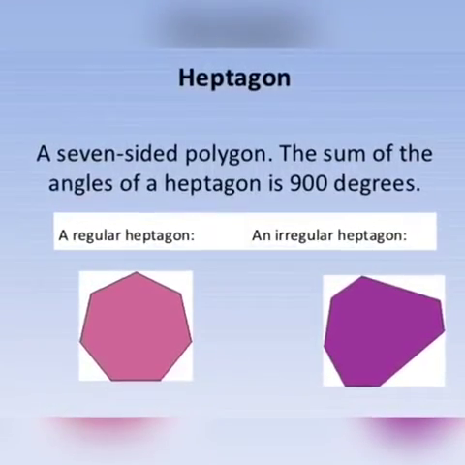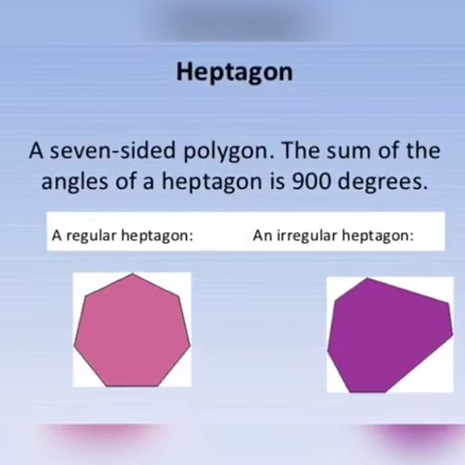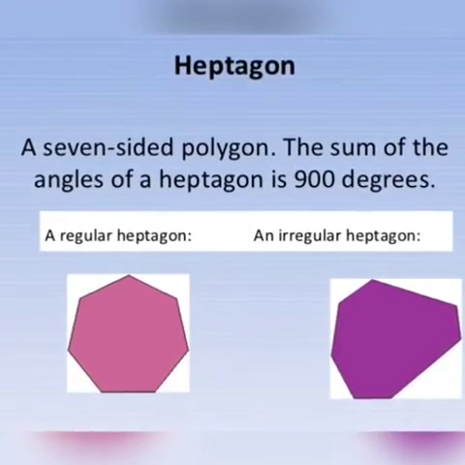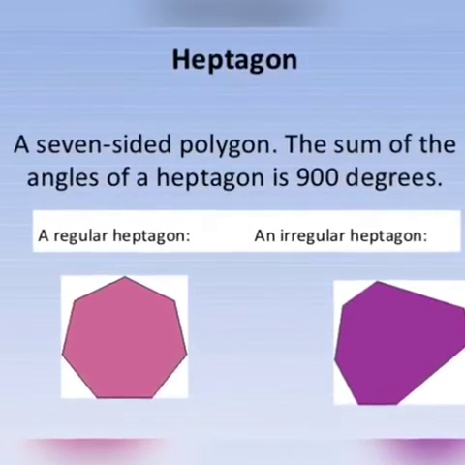Next in line is heptagon. A heptagon is a seven-sided polygon. The sum of the angles of a heptagon is 900 degrees. Next is the eight-sided polygon, which is called octagon. The sum of the angles of an octagon is 1080 degrees.